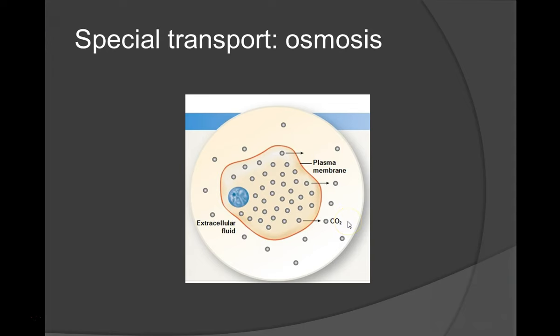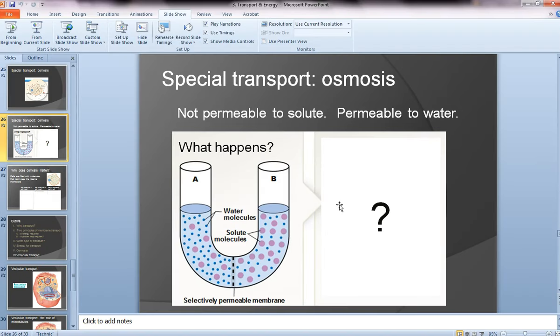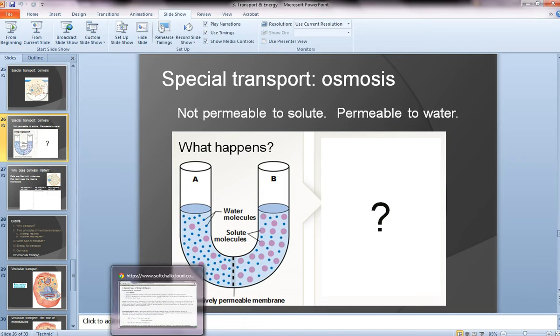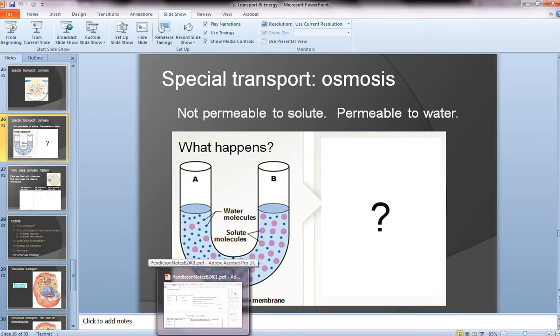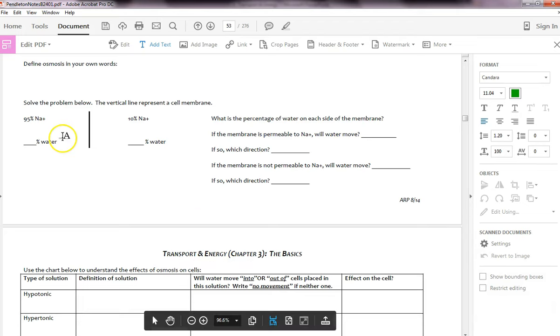What happens with osmosis, how it's different, is that instead of carbon dioxide, we're talking about H2O, which is water. So we're talking about water moving from high to low without protein help. Okay, so let's go ahead and work through a couple of these exercises in your notes to understand what's going on here.